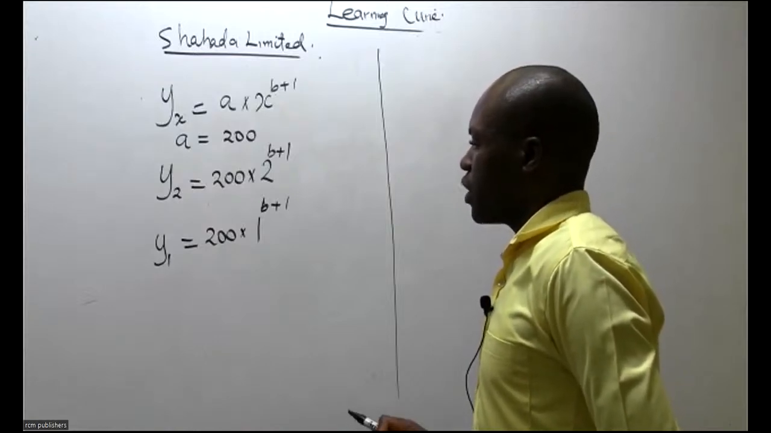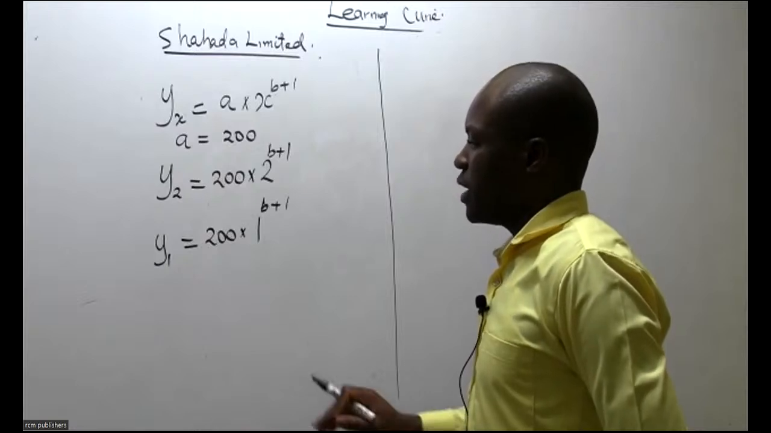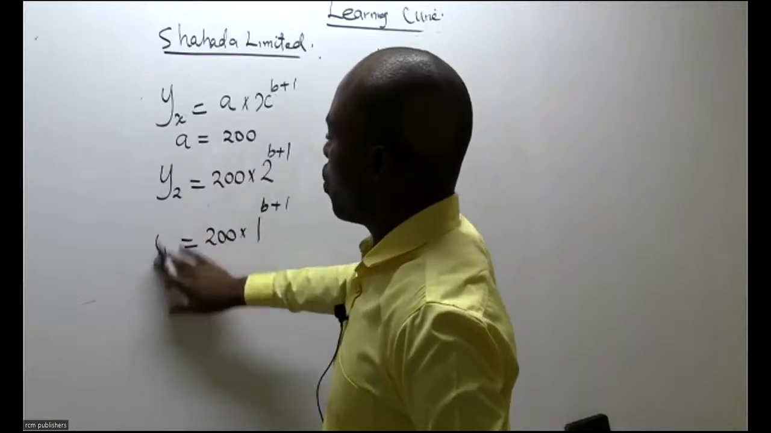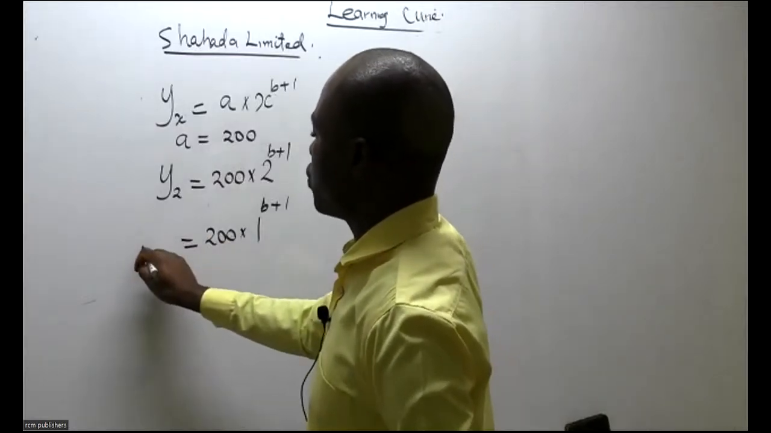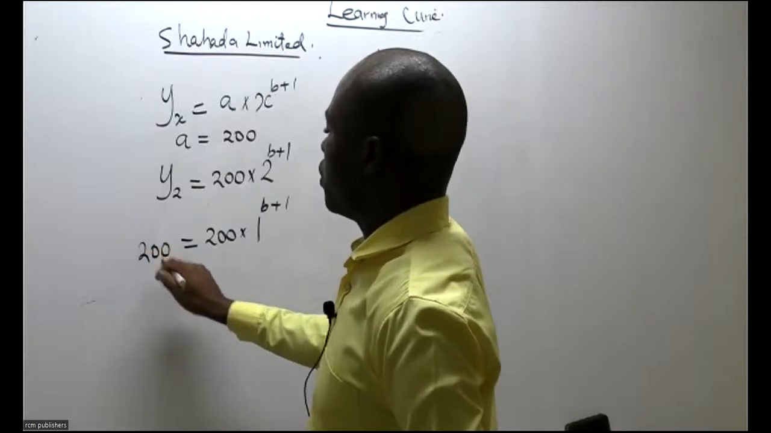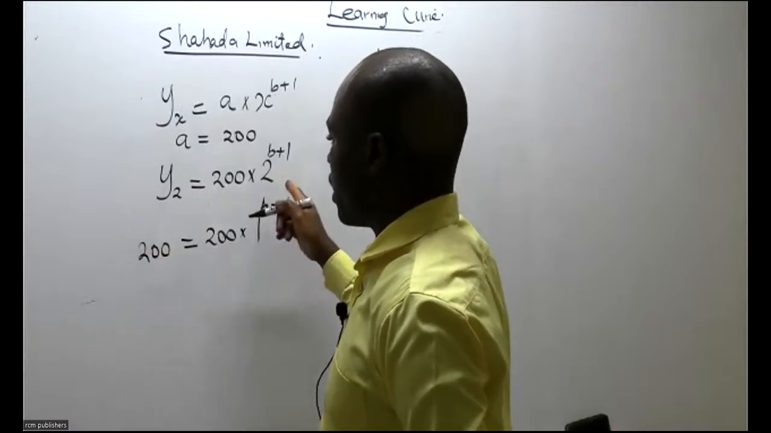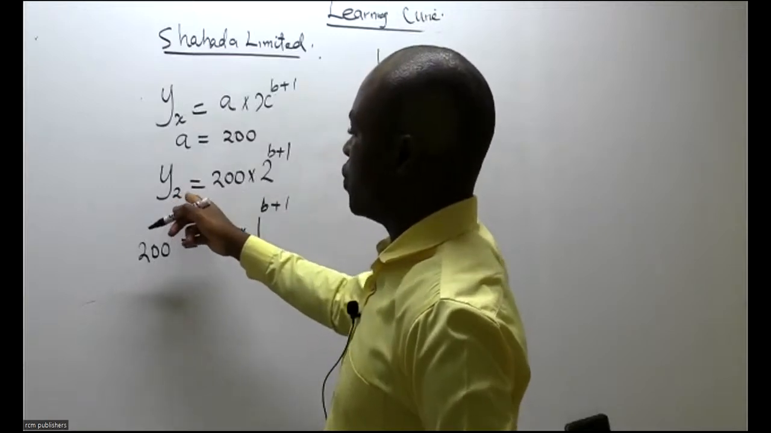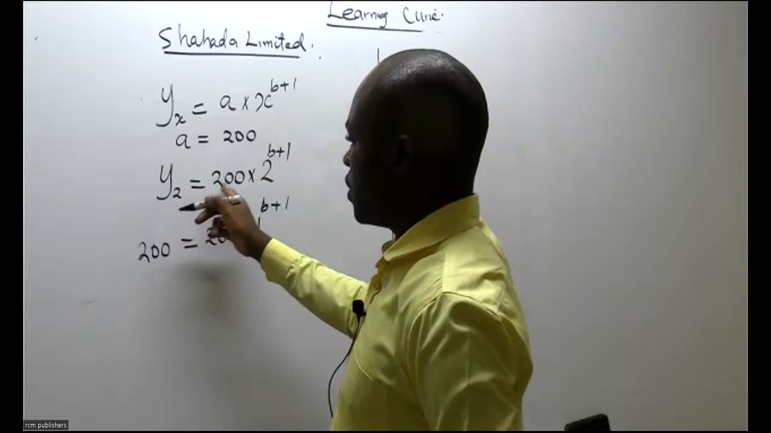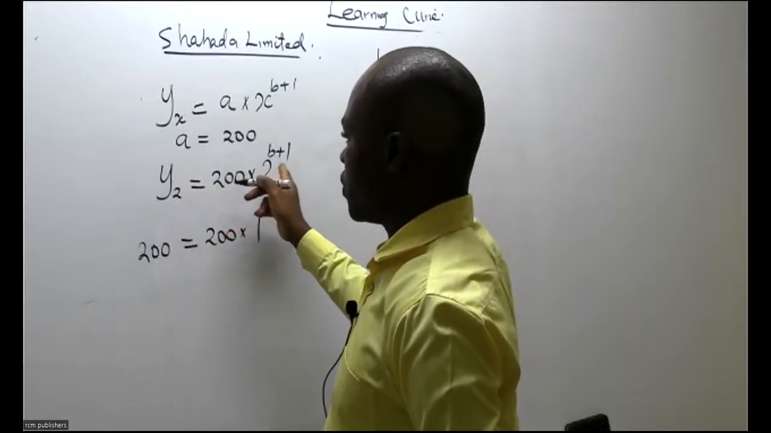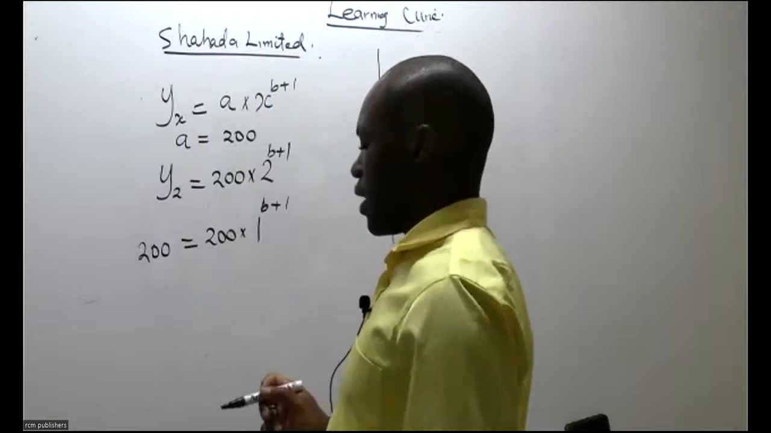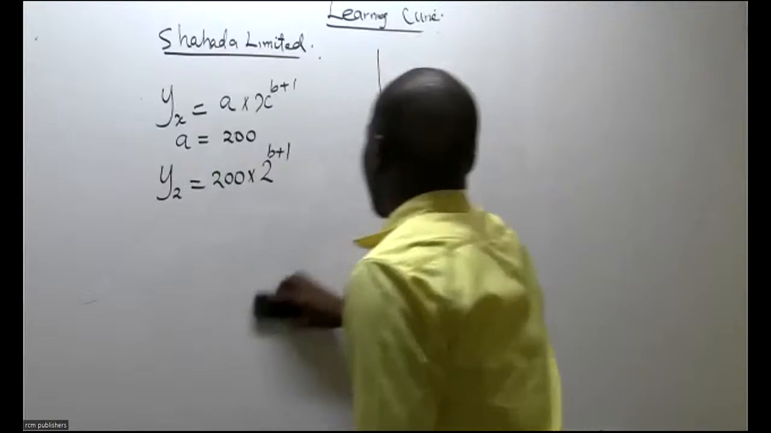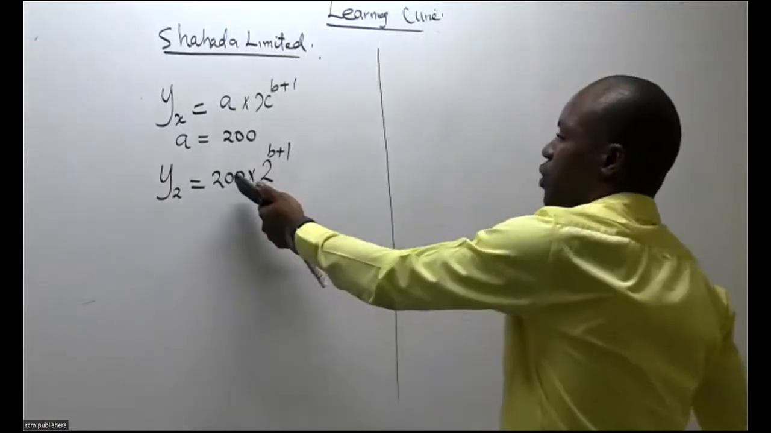Now, are we able to get that b plus 1? Remember, the time taken to produce the first unit is equivalent to 200. So your 200 should be equivalent to this times this raised to the power b plus 1. This one also, the first 2 units will be this, 200 raised to the power b plus 1. But I don't want to confuse you with this other part. Let's deal with this one here only.